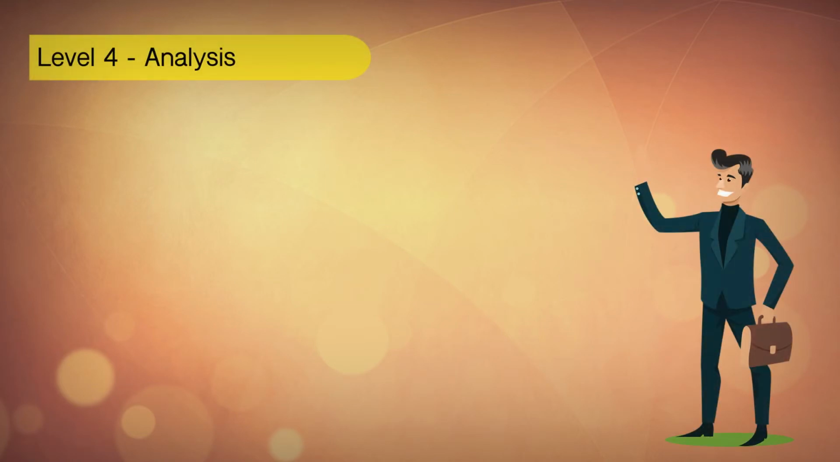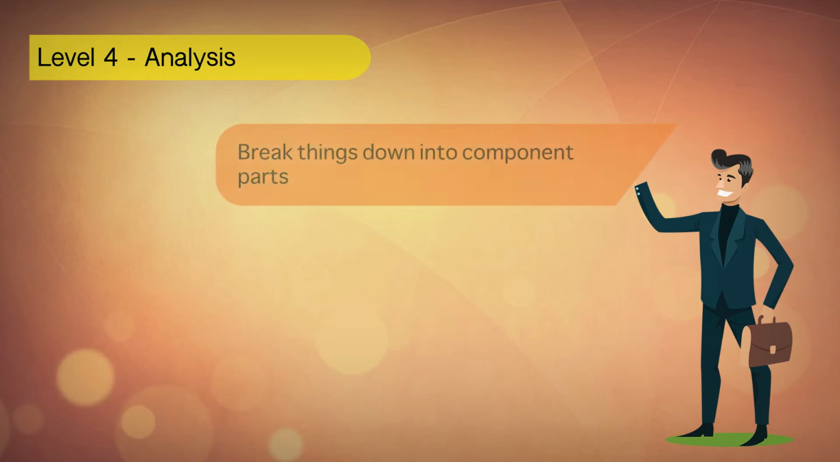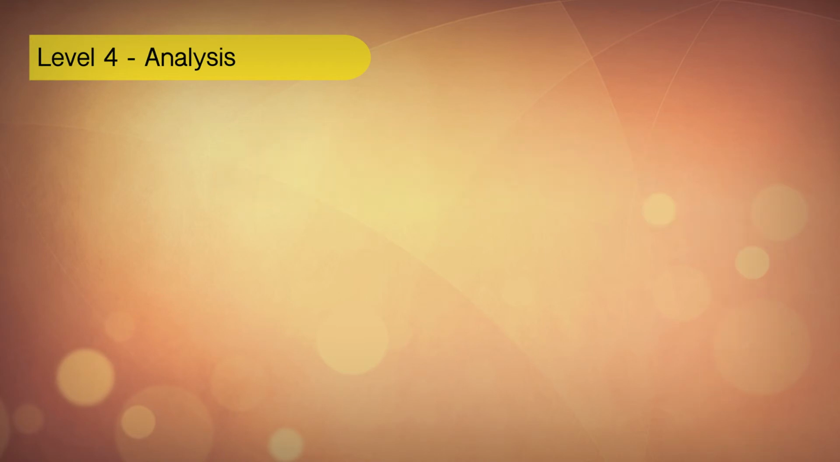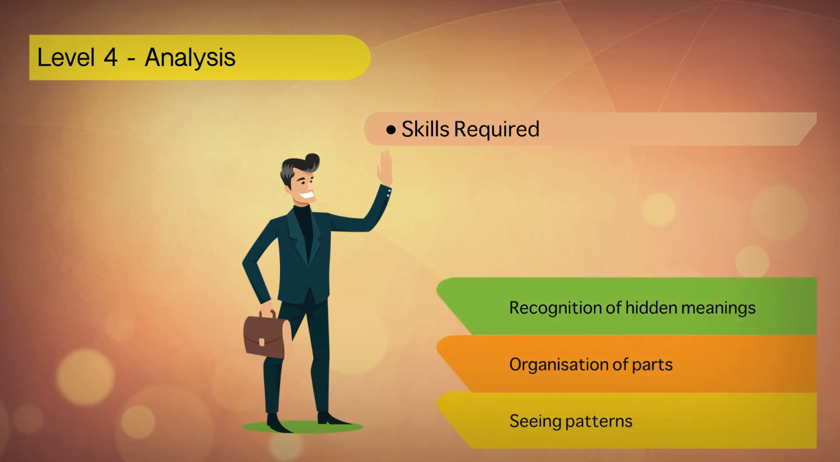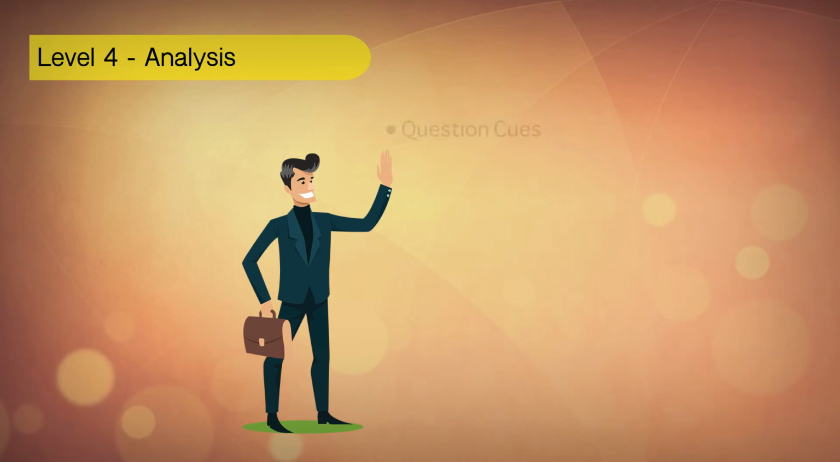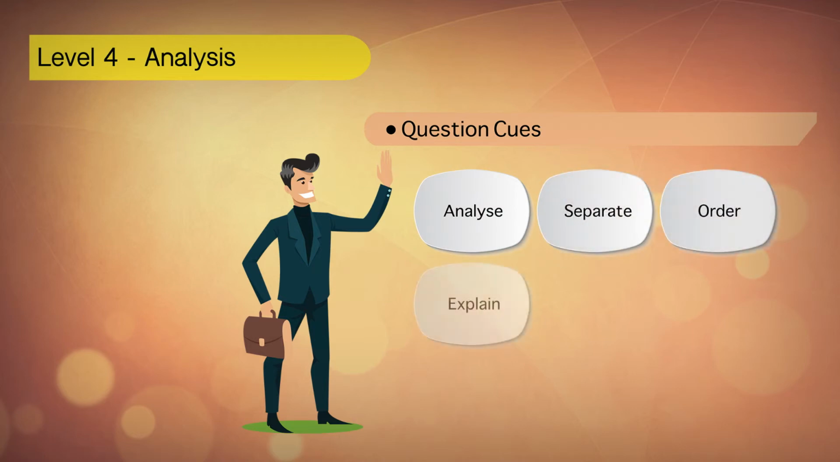Upon achieving this level, a student is able to break down an idea into smaller parts so that they can solve it better. The student is also able to distinguish between facts and inferences. The skills that are required in this level will be seeing patterns, organization of parts, recognition of hidden meanings, identification of components. The questions will be like analyze, separate, order, explain, connect, classify, arrange, compare.